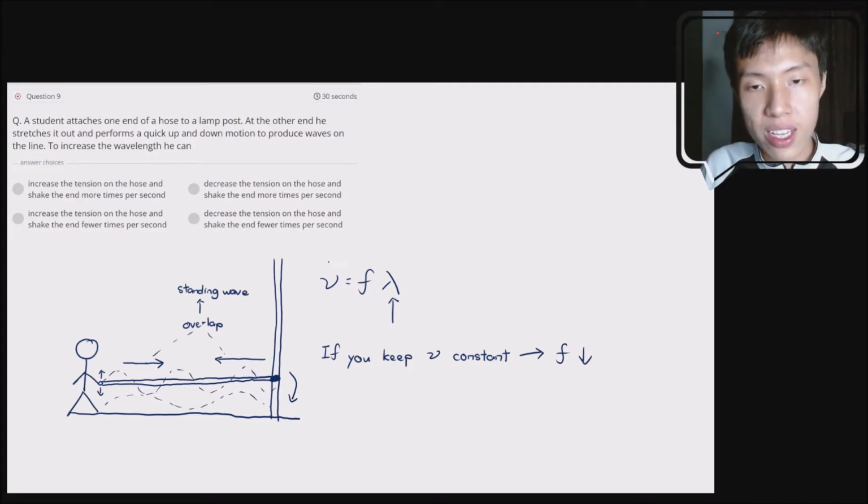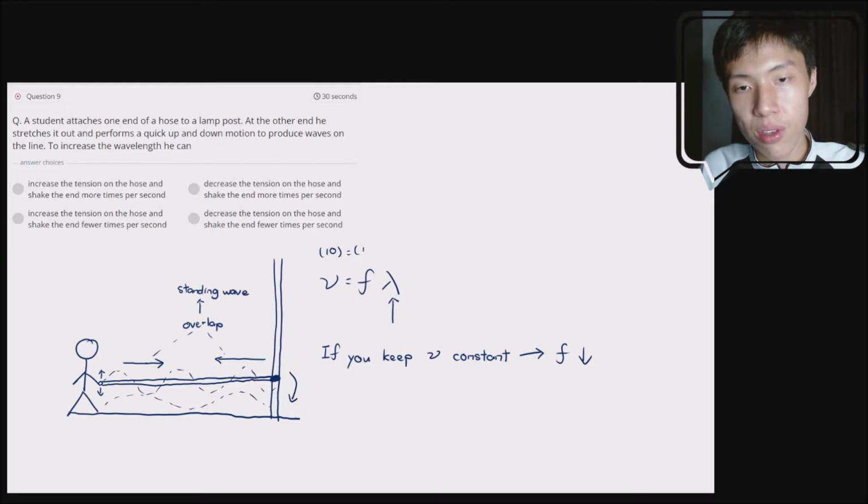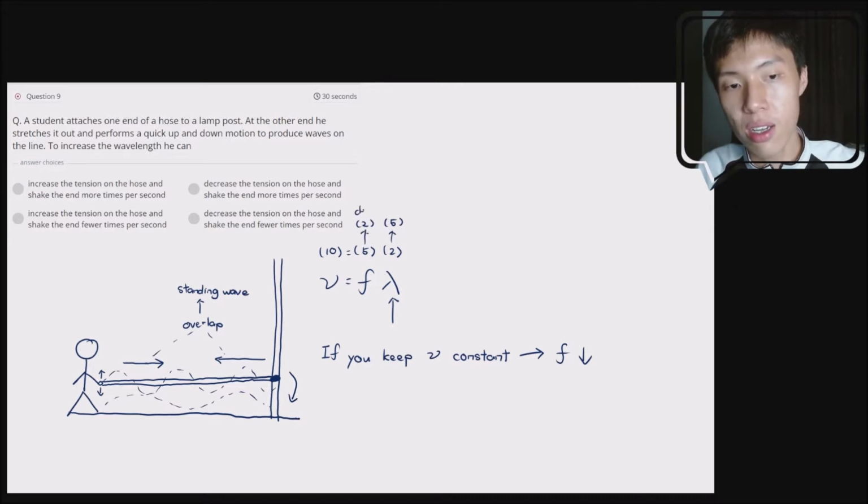So if v is equal to 10, then frequency is equal to 5, lambda is equal to 2. Now if you want to increase lambda to 5, then you have to bring down your frequency to 2. So the process here, you see that the frequency decreases.